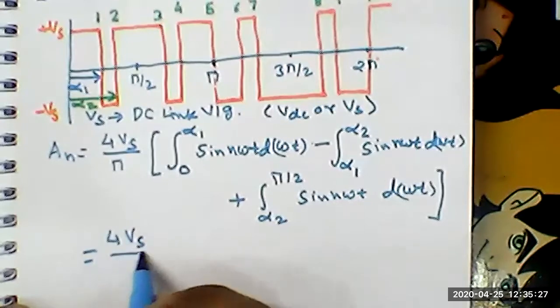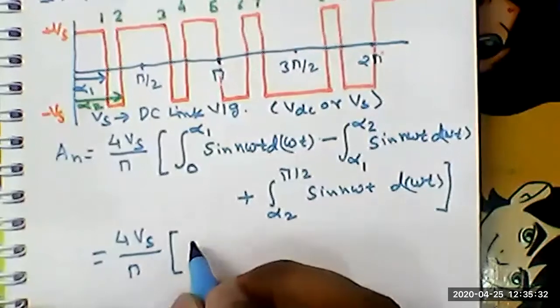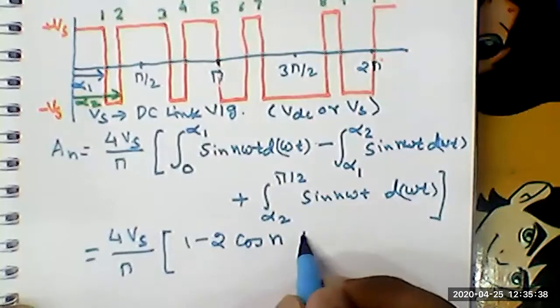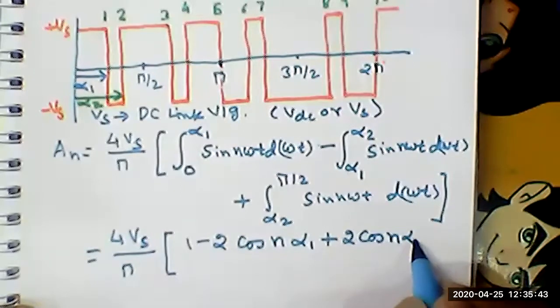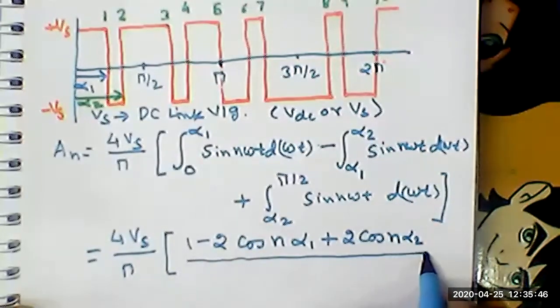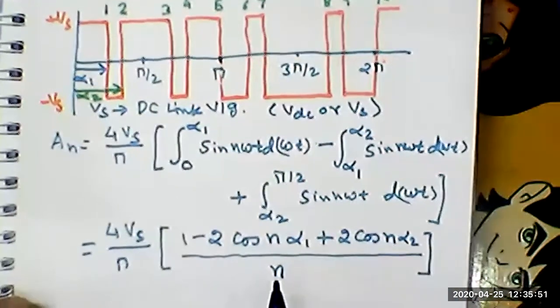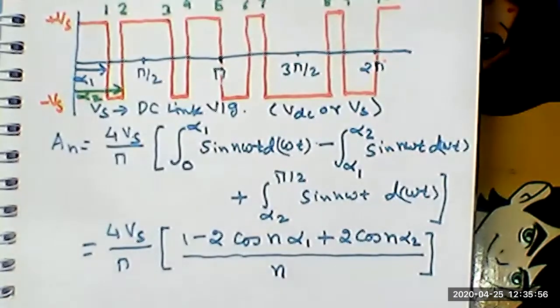It will give you 4 Vs upon pi, times 1 minus twice cos of n alpha 1 plus twice cos n alpha 2, divided by n, where n is any nth harmonic. It could be fundamental, it could be third, fifth, seventh, any harmonic. Clear? There should not be any confusion.